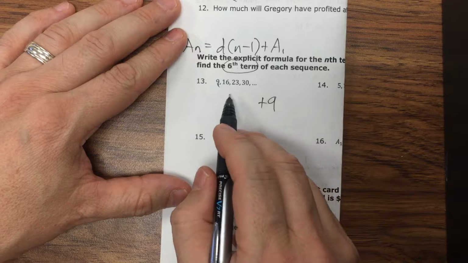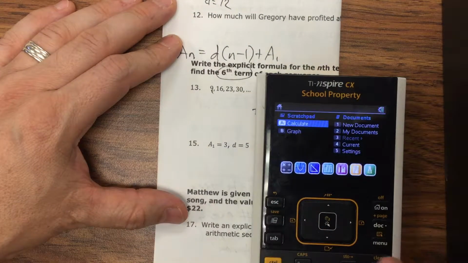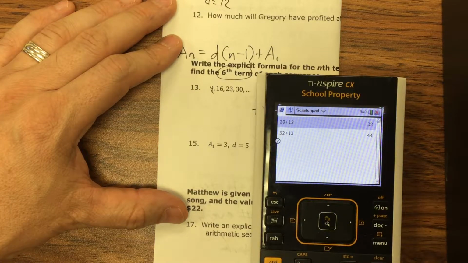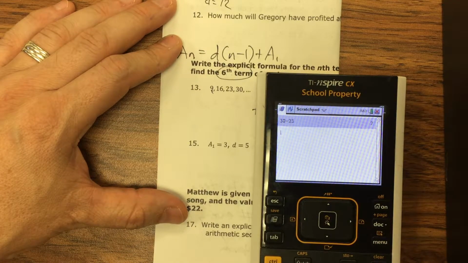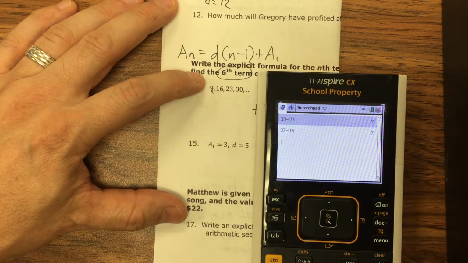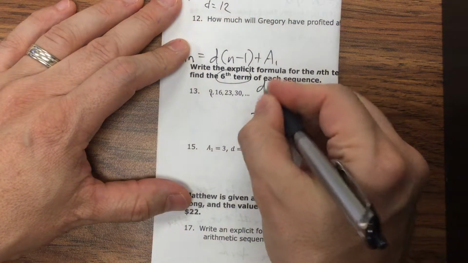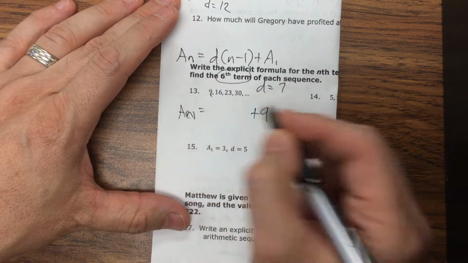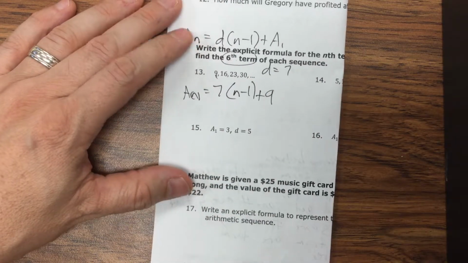My common difference, let's see. Let's go ahead and find it. 30 minus 23, 7. 23 minus 16, 7. 16 minus 9, 7. My common difference is 7. So my equation is a of n equals 7 times n minus 1 plus 9.